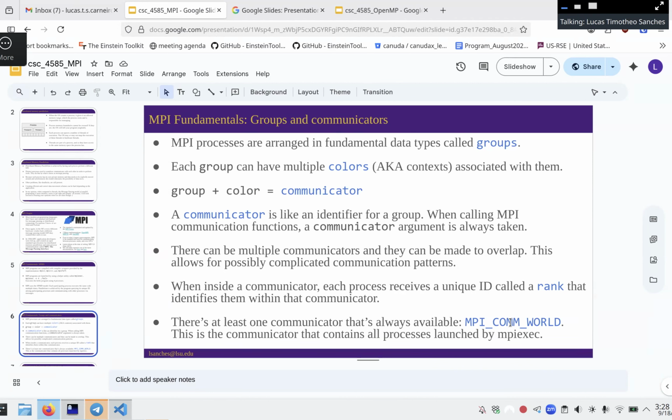And when we have a process in a communicator, this is a little bit of a technical detail, but we don't refer to it as a process, because remember, the same process can be part of different communicators. But a process in a communicator gets a name, and it's called a rank. And by using the rank number is how we identify who we are talking to in a certain communicator.